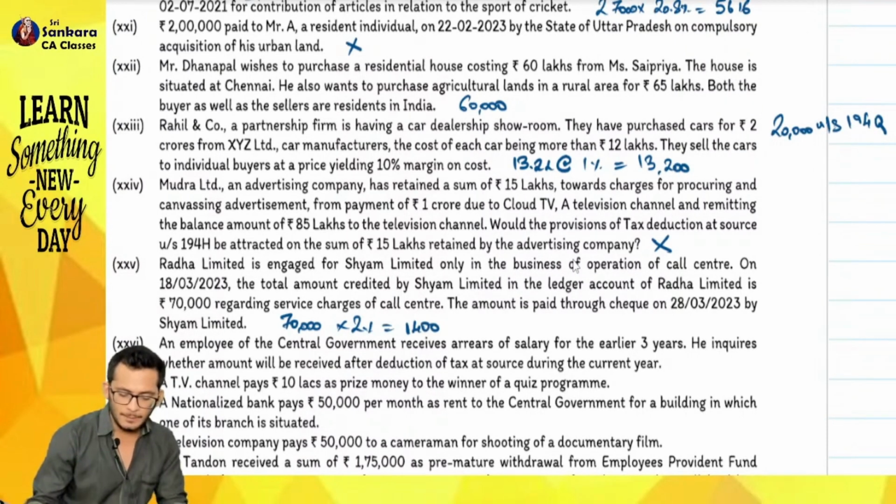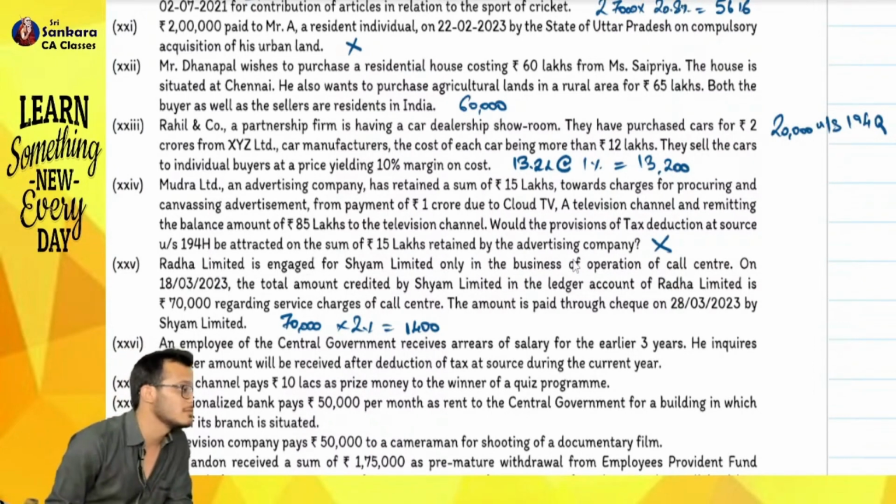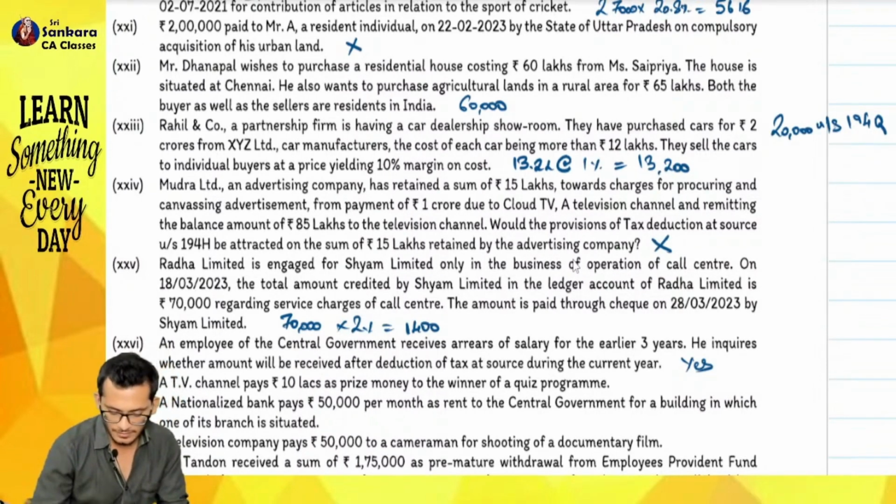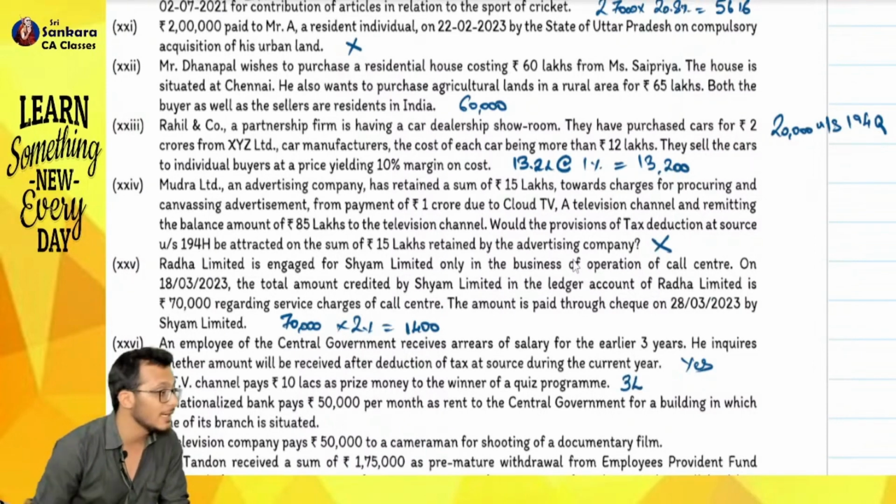An employee of central government receives arrears of salary for the last 3 years. He inquires whether the amount will be received after deduction of tax at source. Yes or no? Yes, salary. A TV channel pays 10 lakhs as prize money to the winner of quiz program. Winnings: 10 lakhs into 30%, 3 lakhs.